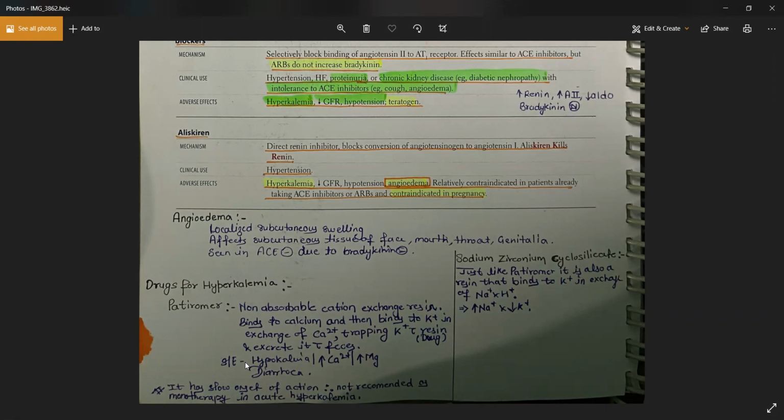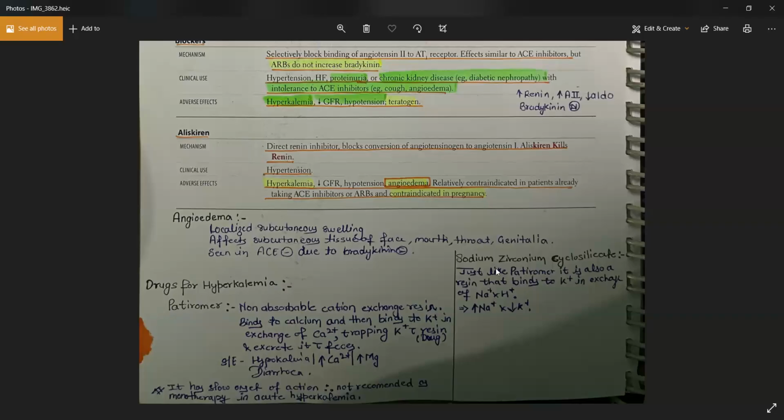Please note that this drug always takes time to act. Because it is a slow action, it cannot be used for acute therapy. It is only used for chronic therapy. So whenever you encounter a patient having acute hyperkalemia, you cannot give this drug. It will take time to act, right? So only for chronic therapy, not for acute therapy.